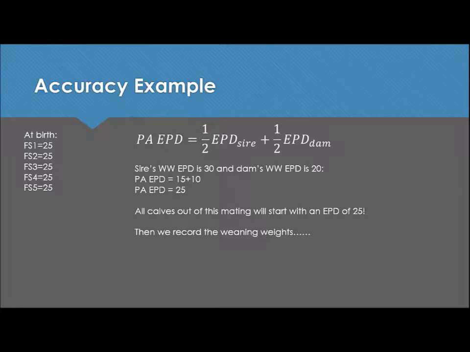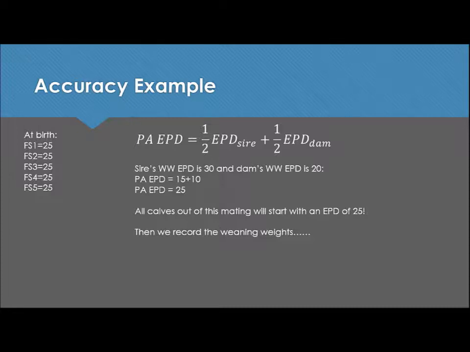So let's take a look at that example I used earlier. We have some full sib flush mates. Every single one of them has, let's say, a parent average weaning weight EPD of 25. Okay? So sire was 30, dam was 20. We just average it, we get 25. So all five of those full sibs are going to have a weaning weight EPD of 25.